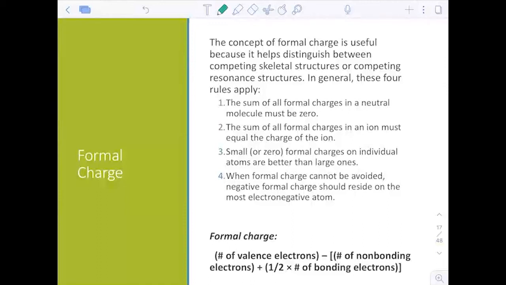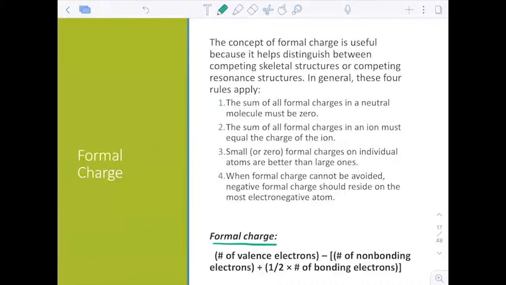So that's number 2. If we have an ion, a polyatomic ion is what we're going to be able to see in our examples, the sum of all the formal charges of the ion must be equal to its overall charge of the ion itself. Small or 0 formal charges are better than large ones. Zeros and plus ones or minus ones are better than plus twos or plus threes. And when a formal charge cannot be avoided, the negative formal charge should reside on the most electronegative atom. And that's what we'll be able to say in resonance structures. Can we start to distinguish differences?